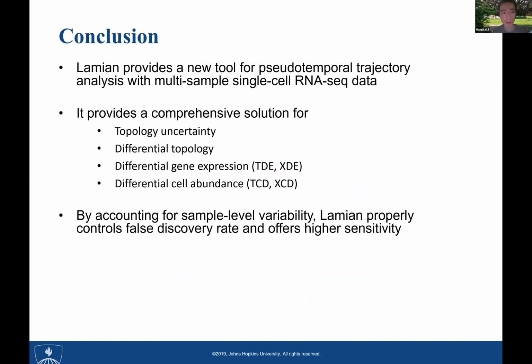Okay, so with that, I'm going to conclude this section. To summarize, Lamin provides a new tool for pseudo-temporal trajectory analysis with multi-sample single-cell RNA-seq data. It provides a comprehensive solution for topology uncertainty assessment, for detecting differential topology, differential gene expression, as well as differential cell abundance, both along the pseudotime and across sample covariates. And the key take-home message is that by accounting for sample level variability, Lamin properly controls false discovery rate and offers higher sensitivity in these analyses.